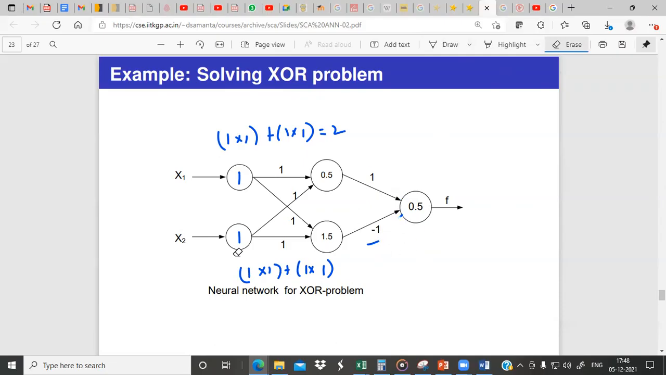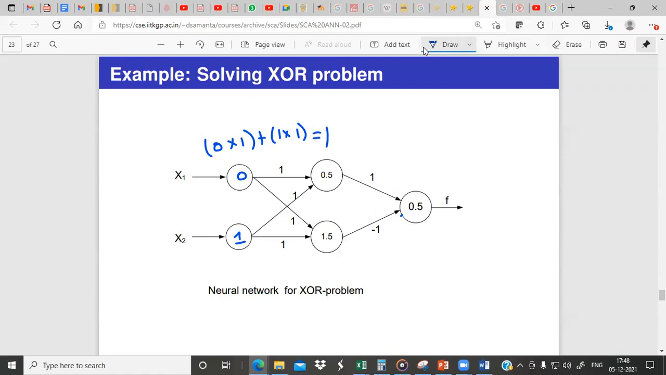Right? Let us take the case for 0, 1. If one input is 0 and the other input is 1, here what happens? 0 into 1 plus 1 into 1, which is nothing but 1. Is 1 greater than 0.5? Yes. So this output is 1. Here also, it is 1 into 1 plus 0 into 1. The sum is 1. Is 1 greater than 1.5? No. So the output is 0. If it is greater than 1.5, it will be -1, otherwise it will be 0.